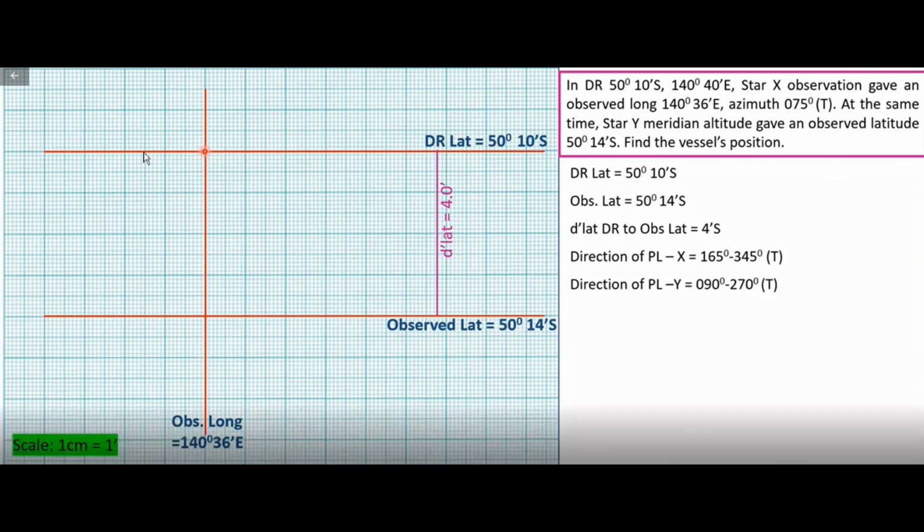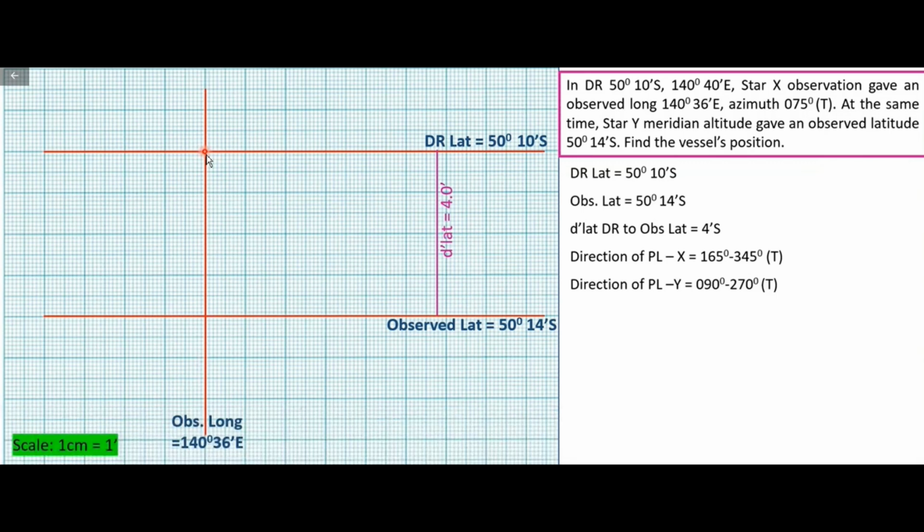So we have the DR lat now, we have the observed longitude now. Now we can draw the position line. Long by chron PL can be drawn, and direction, as already calculated, as 165 to 345. We have this PL for star X coming up here, passing through this point. PL for star Y is going to coincide with the observed parallel of latitude.